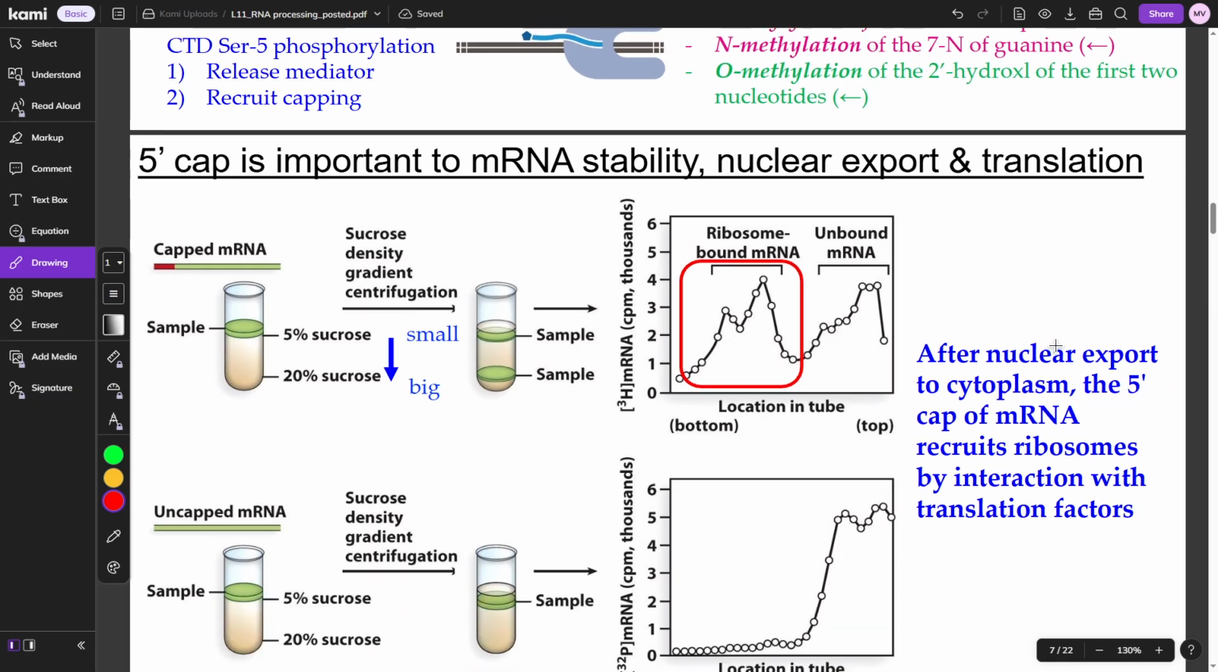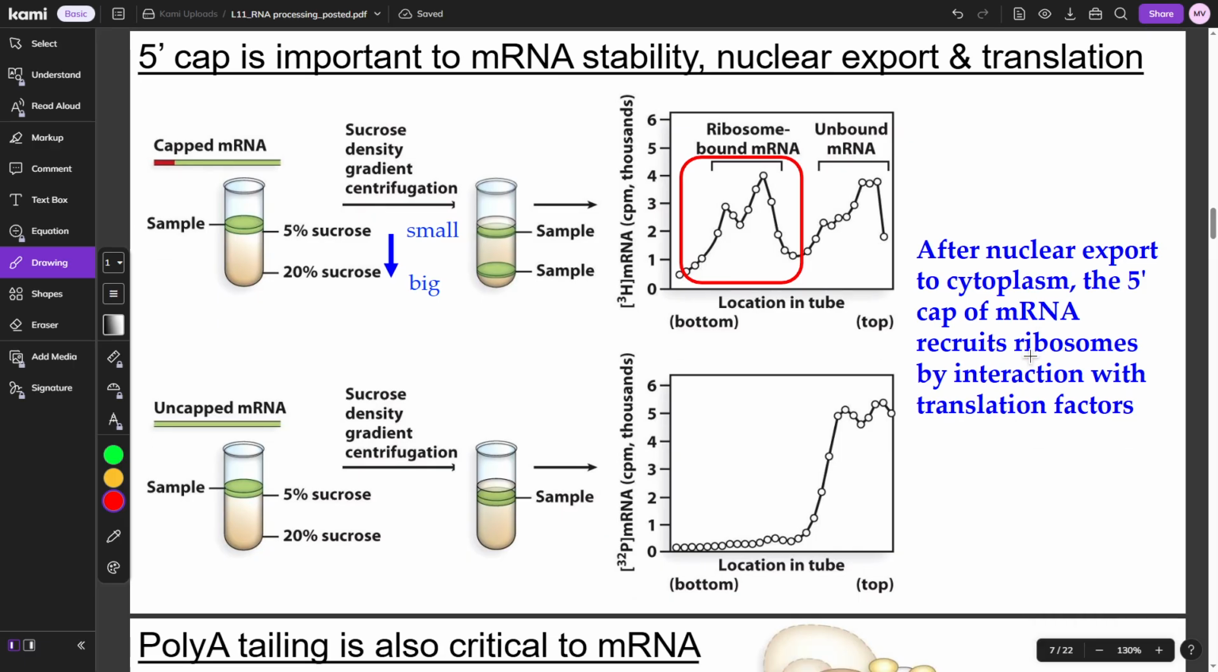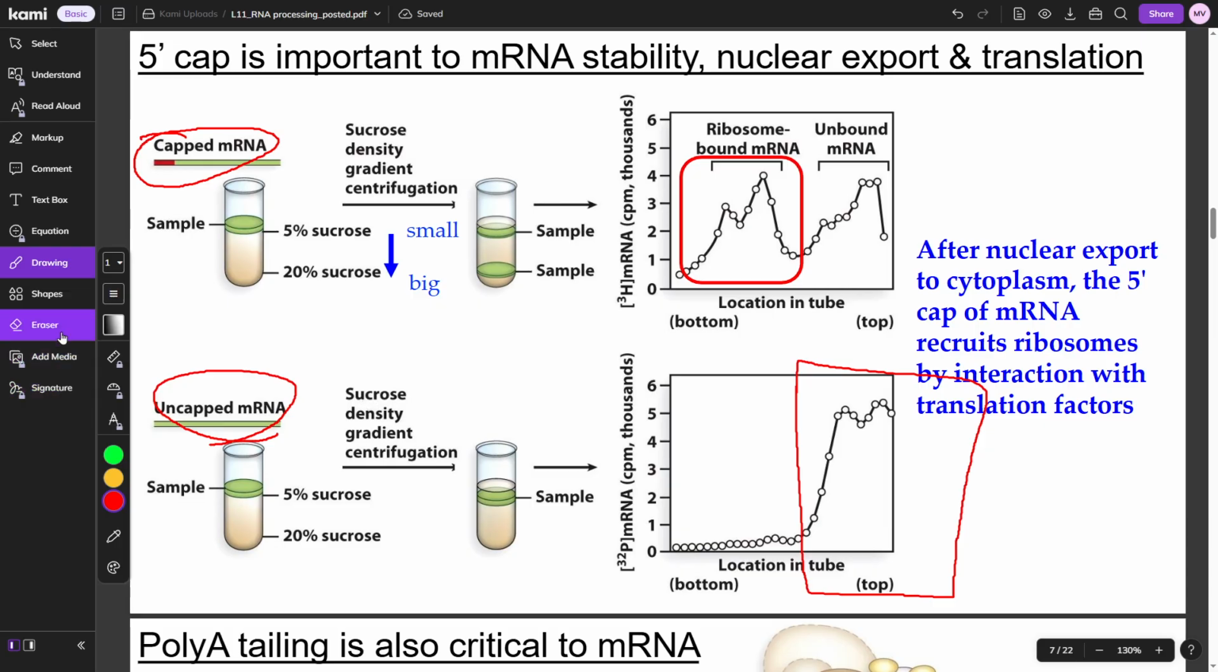So the 5' cap, this experiment is a very simple way of saying it's important for stability. When we have the capped mRNA, if you look at this, a lot of the mRNA is bound to the ribosome, and there's a decent amount that's unbound, right? If it's bound to the ribosome, that means it's going to go through translation, which is great. But when we remove the cap, all of it is unbound. That's all I'm trying to say. So it's important that the 5' cap is present, because that allows us to do translation. If we don't have the 5' cap, we can't do translation.